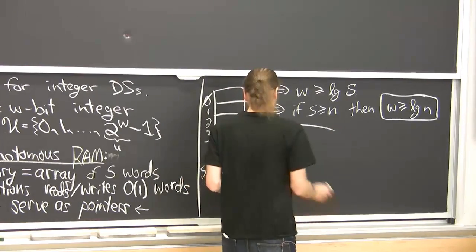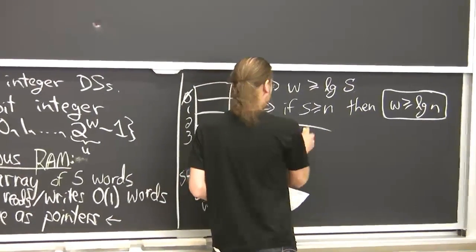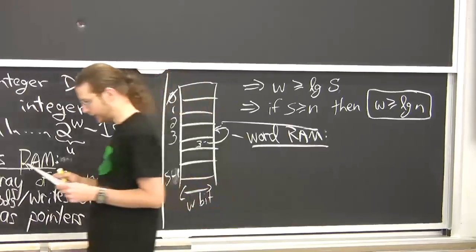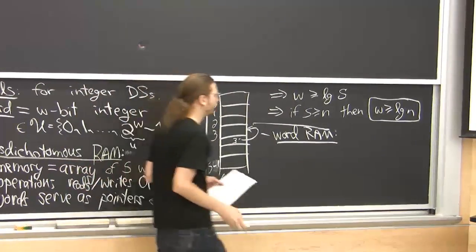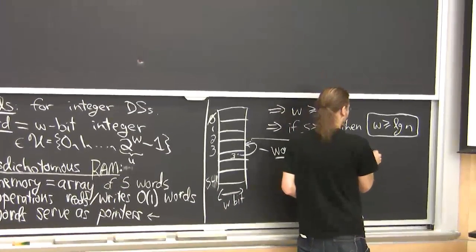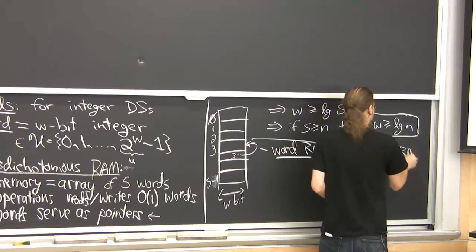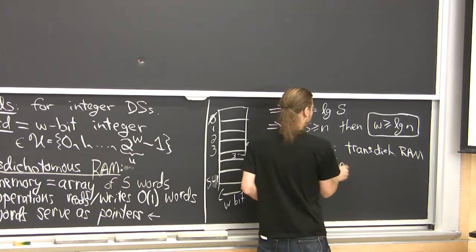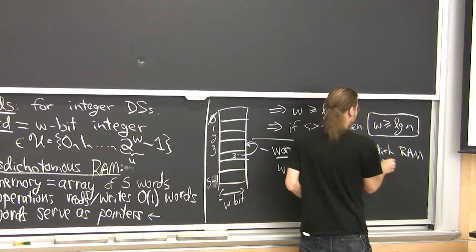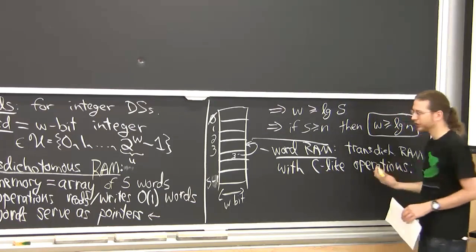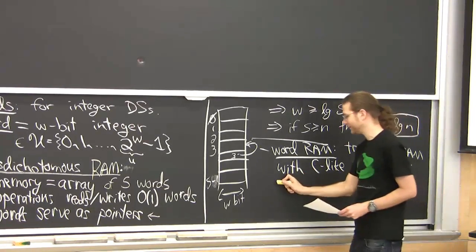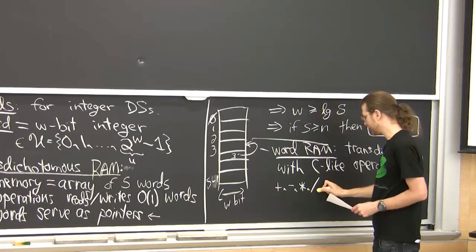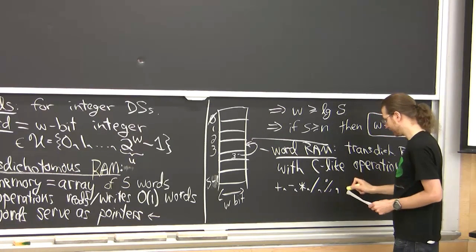All right, enough proselytizing. Then that's the transdichotomous RAM, the end. And the word RAM is a specific version of the transdichotomous RAM, where you restrict the operations to C-like operations. These are sort of the standard. There are instructions on basically all computers, except, I mean, a few RISC architectures don't have multiplication and division, but everything else is on everything.